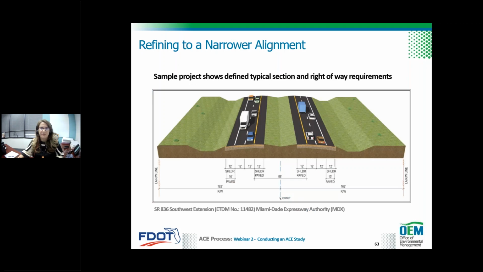Here's another example. For the State Road 836 Southwest Extension Study, an earlier planning study had already been conducted by the agency, allowing for a more defined typical section right from the beginning of the ACE process. In this case, since we already had a defined typical section, the total width selected for this study was 500 feet from the center line on either side for a total of a 1,000-foot corridor.